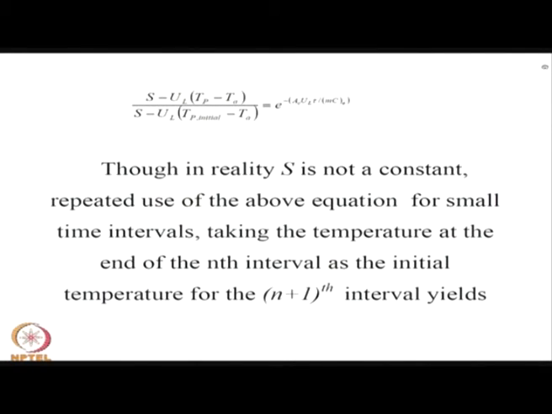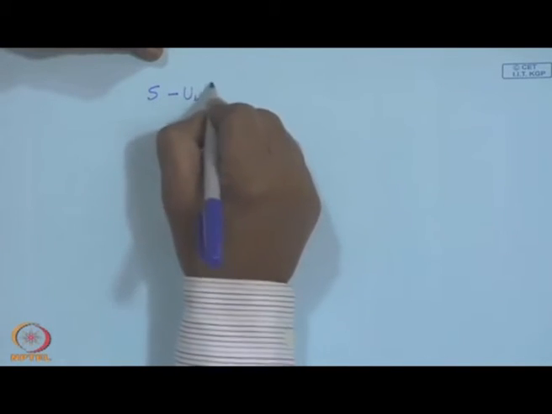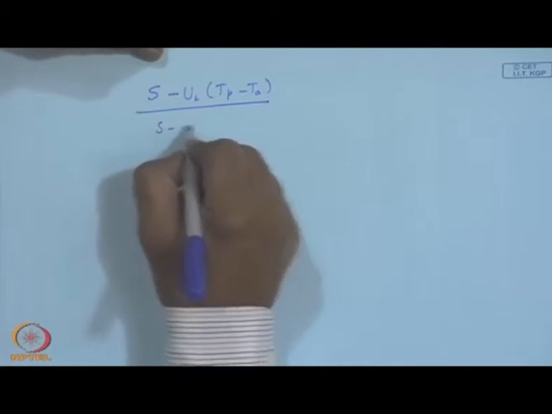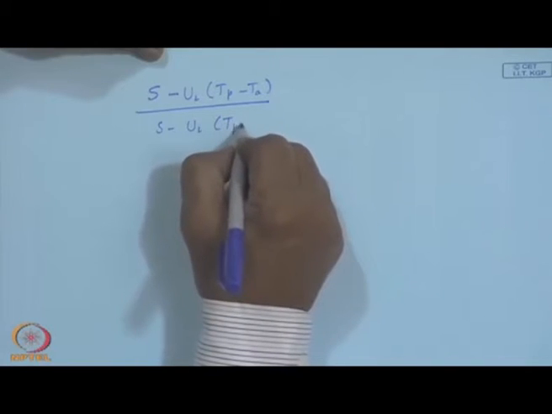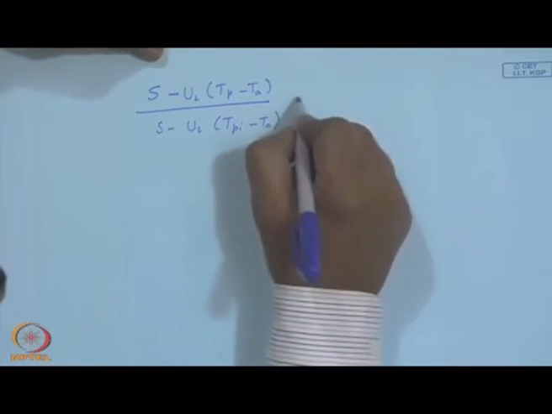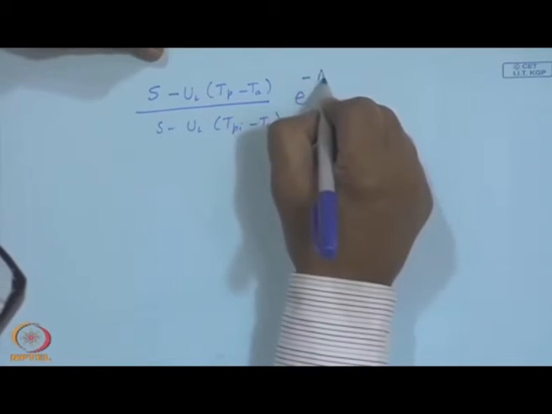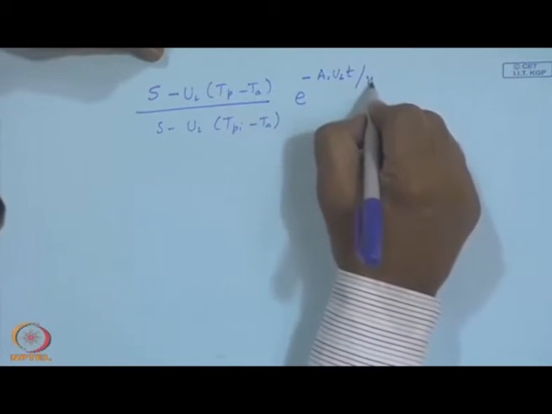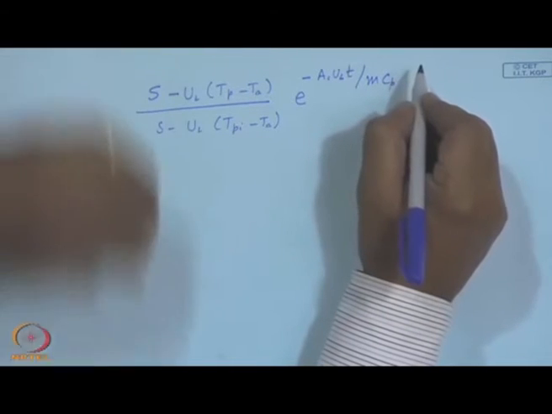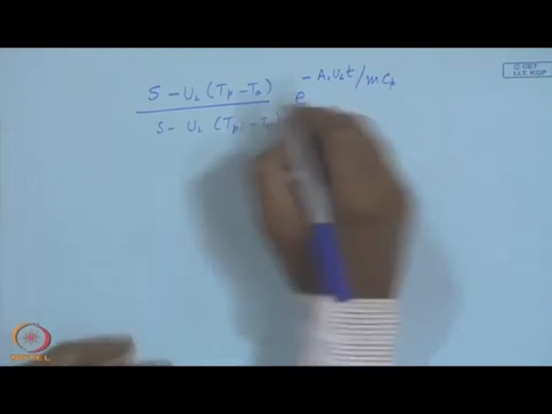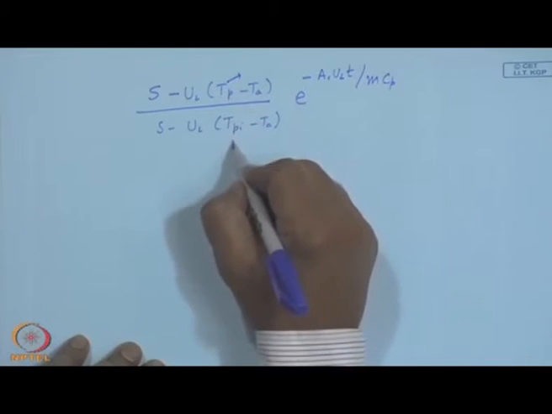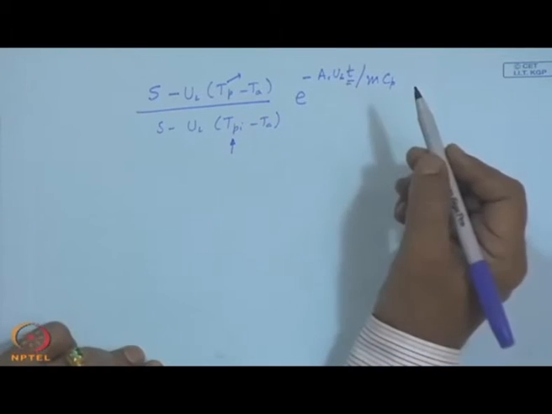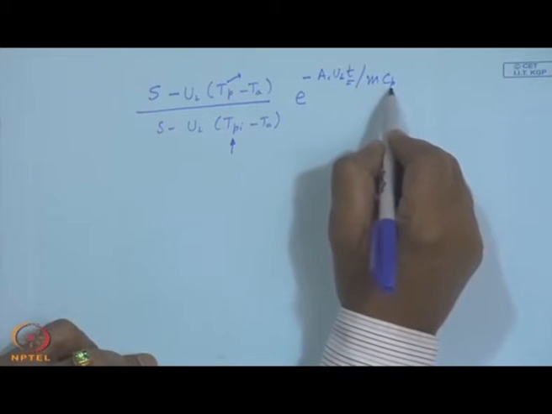So, you will have (S minus U L times T P minus T A) upon (S minus U L times T P initial minus T A) equal to e to the power minus A C U L time by M C P. So, this is how the temperature of the plate T P from an initial temperature of T P I changes with the time t if the overall loss coefficient of the collector is U L and the mass is m and C P is the specific heat.